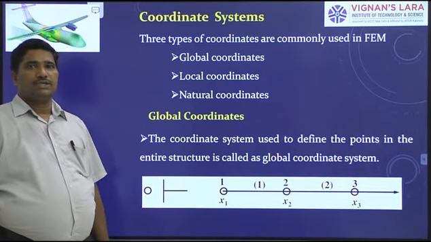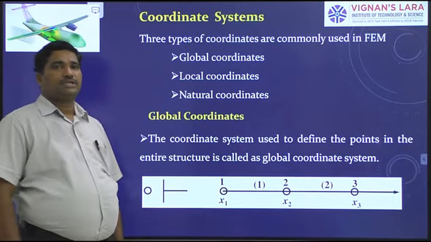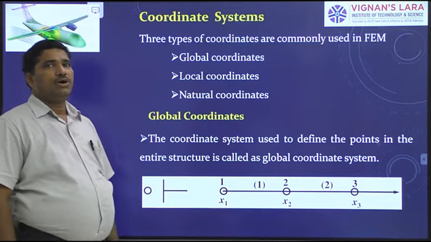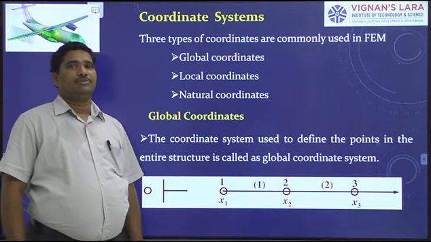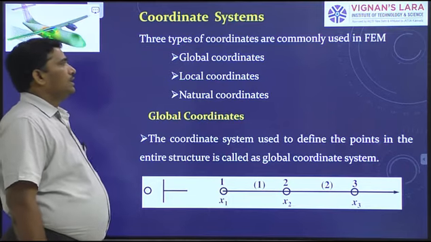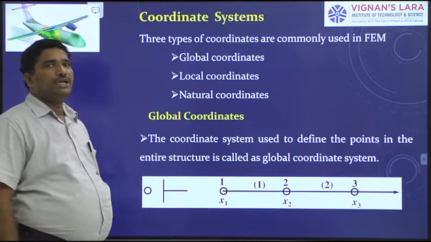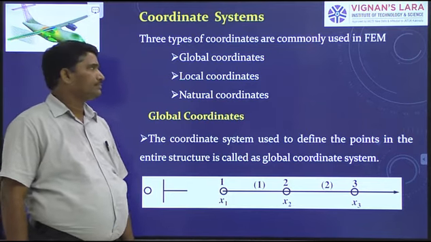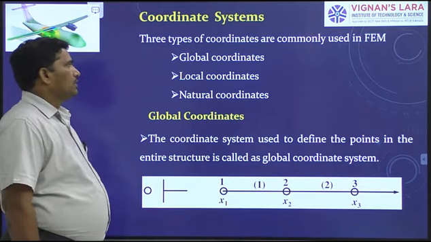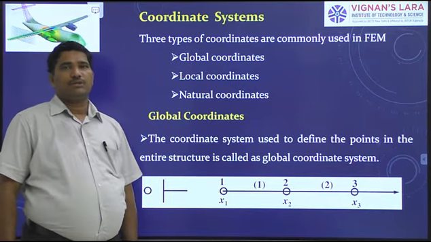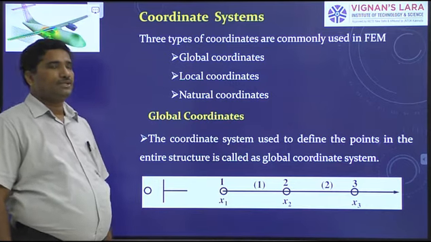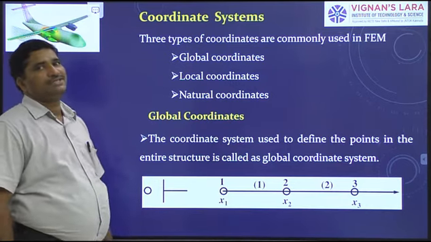Good morning, dear students. Today we shall see the coordinate systems used in finite element method. In finite element method, we use three types of coordinate systems. They are global coordinate system, local coordinate system, and a natural coordinate system.